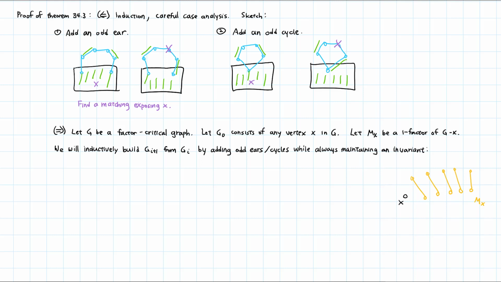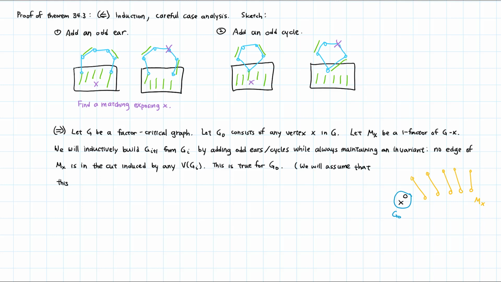And this invariant is: no edge of Mx is ever in the cut induced by the vertices of G_i. This is certainly true for G0, as there is no edge in Mx that is incident with x. From here, we will assume that this invariant holds for G_i, and after building G_{i+1}, we need to check that the invariant still holds for G_{i+1}.